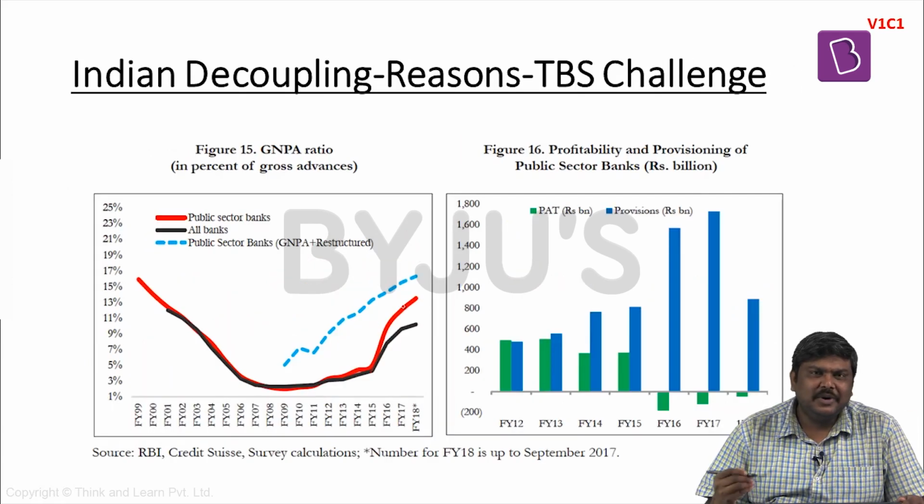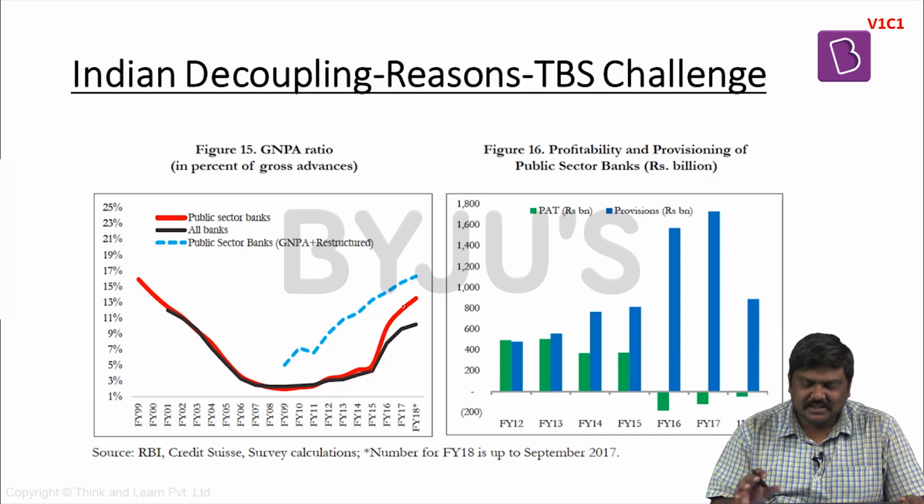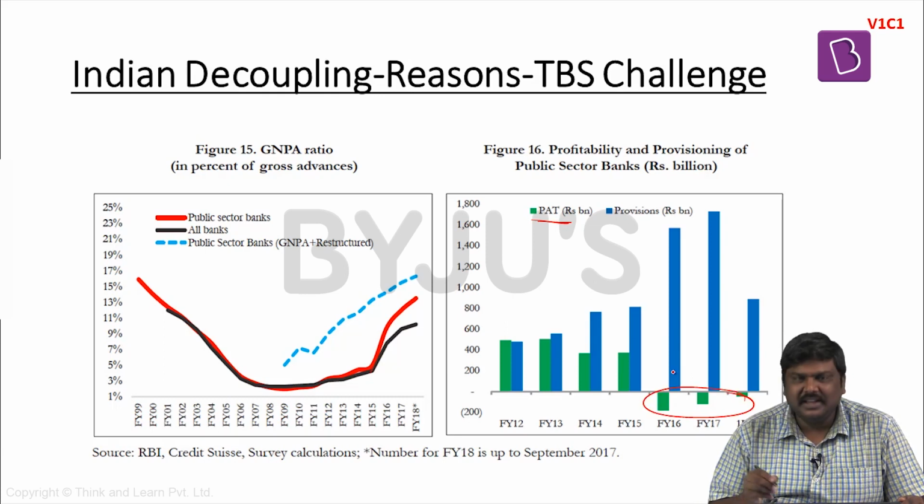Third reason that has led to decoupling of Indian economy is the twin balance sheet challenge. It's a matter of fact that from financial year 15, the non-performing assets have kept on increasing, and majority of the non-performing assets are basically in the public sector banks. And this impact of a very high non-performing asset is seen on the profit after tax or the earning levels of these public sector banks, which have gone into negative in the last 3 years.